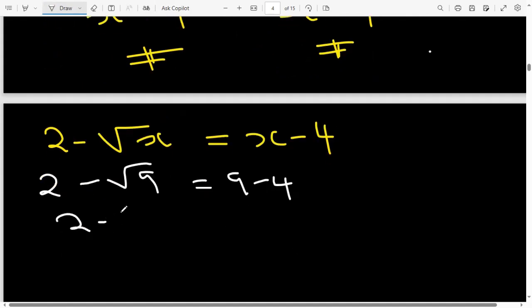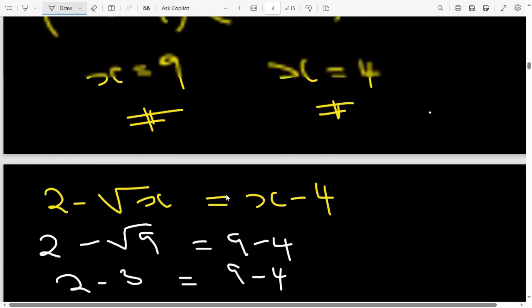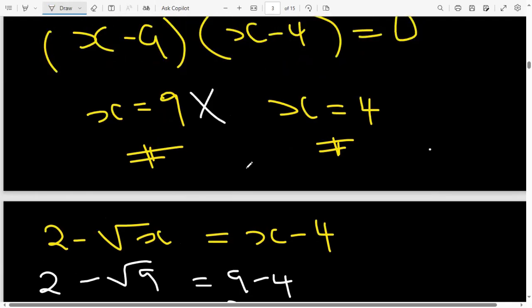So this will be 2 minus 3 is equal to, what is 9 minus 4? Okay, this side we are going to have a minus 1 is equal to, this side we're going to have a 5. So this is not equal. So it means 9 is not an answer there.